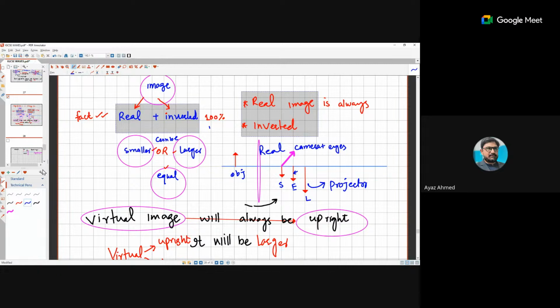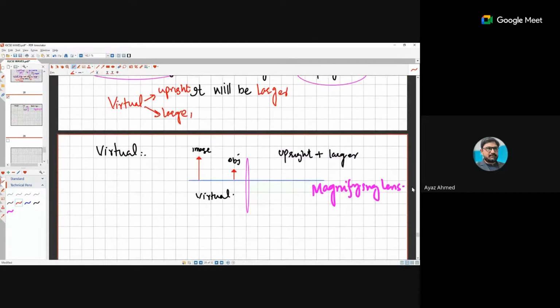That is why we rarely use this type of image, because we observe the same size of image, not smaller, not larger. So I will say it is less frequently asked to you. But these two, the real one in the camera and eyes, and this one for the projector, are asked to you. And most probably the magnifying glass one is asked to you.